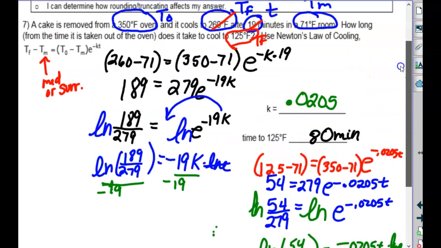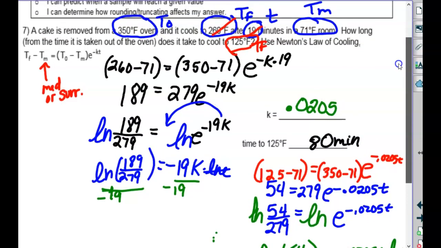It is a long time, but remember our K was really small this time. Okay? It only cooled, what, 90 degrees in 19 minutes. So it's not cooling very fast, this particular cake.